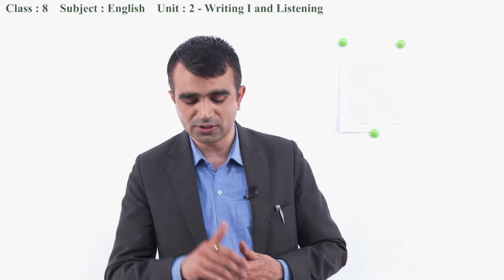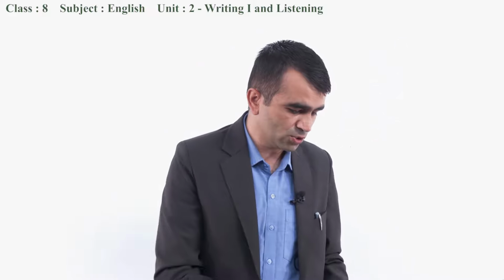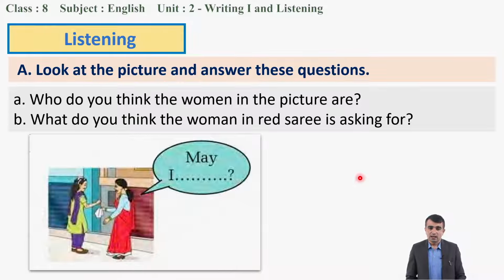Okay? Good. Now, let's go to listening. Page number 22. Okay? Listening. What is there? Listening. Task A. Look at the picture and answer these questions. There are two questions in your book. Question A. Who do you think the women in the picture are? Who do you think these are?